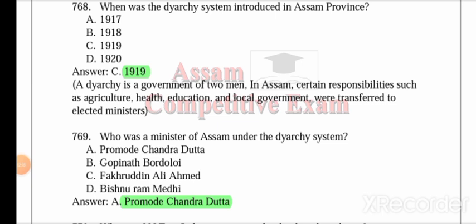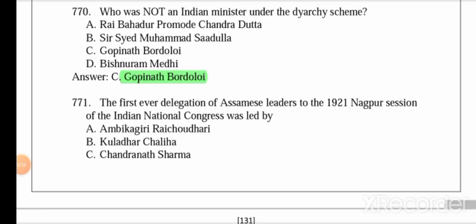This kind of questions come. Which one of the following is a transferred subject? Which one of the following is a reserved subject? That kind of thing. Who was a minister of Assam under the diarchy system? It was Pramod Chandra Datta. Who was not an Indian minister under the diarchy scheme? It was Gopinath Bordoloi, who was an elected one.